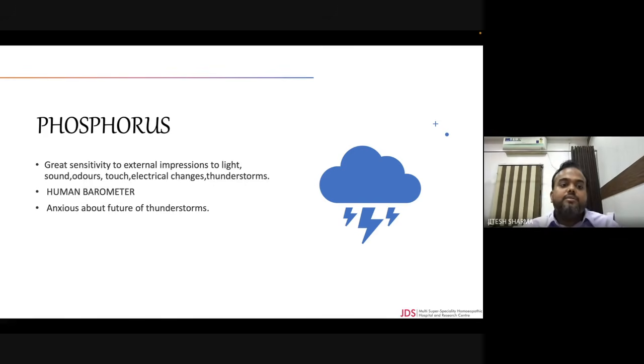Next, Phosphorus. Phosphorus is the human barometer. Anxious about the future, of thunderstorms. Great anxiety, great sensitivity to external impressions like light, sounds, odor, touch. They are worse before thunderstorms also.